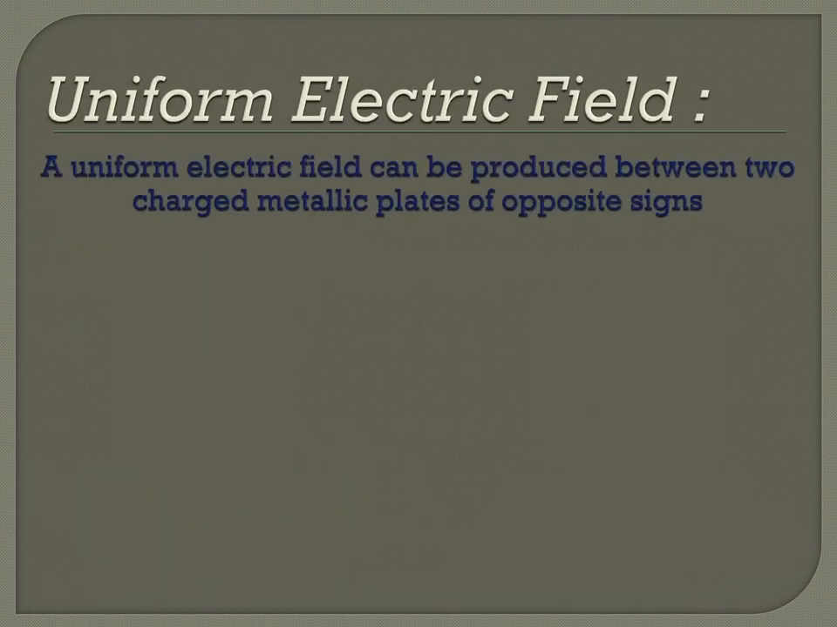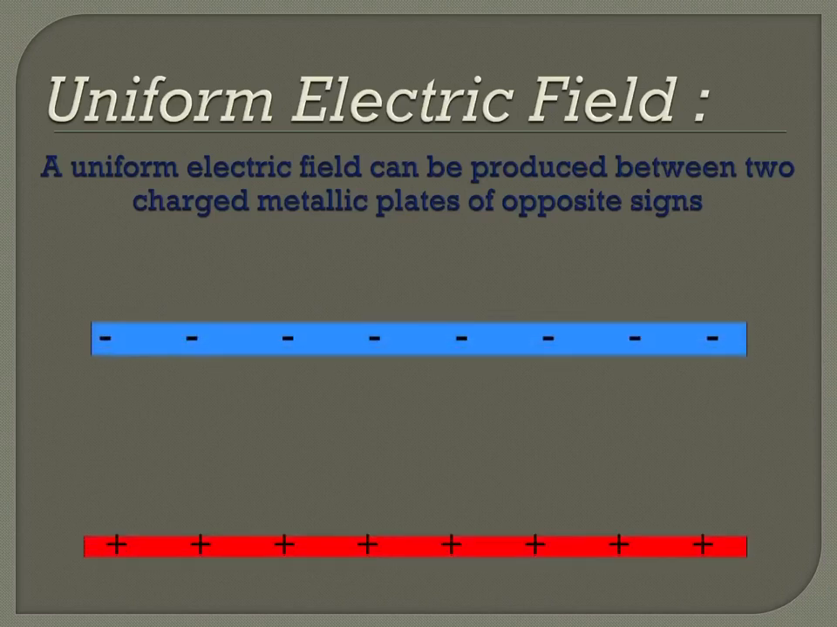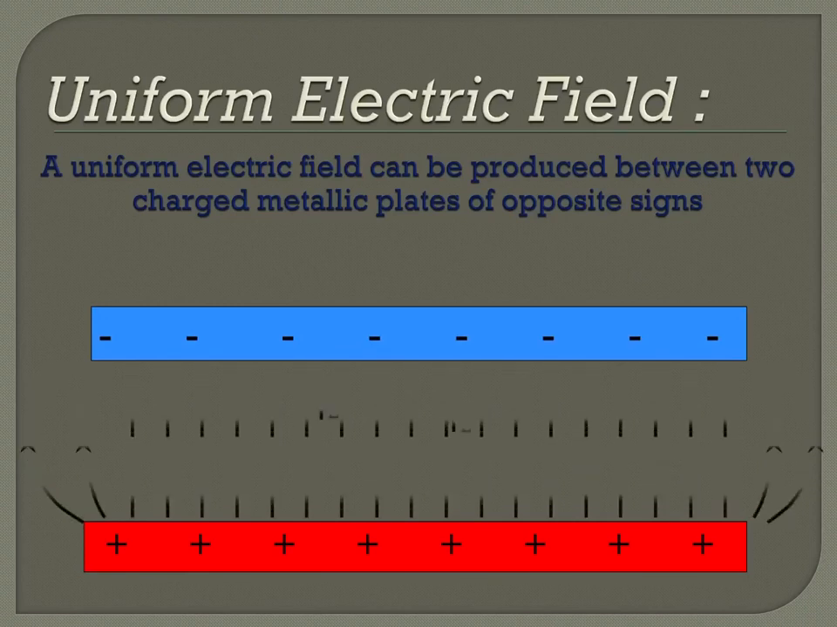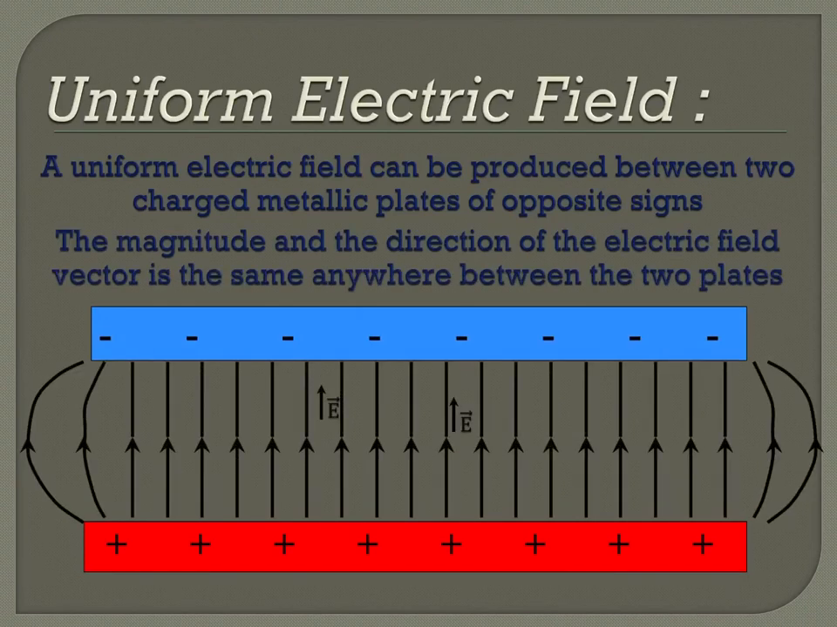Finally, the uniform electric field. Actually, a uniform electric field is a special type of electric field that can be produced between two charged metallic plates having opposite signs. The main property of this electric field is that the magnitude and the direction of the electric field vector are the same anywhere between the two plates. And of course, as we can see in the figure, the electric field lines are parallel to each other. This is a special type of electric field that we are going to talk about in detail in the next chapter.